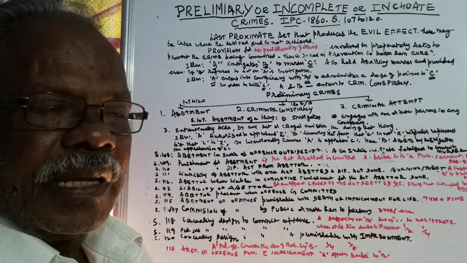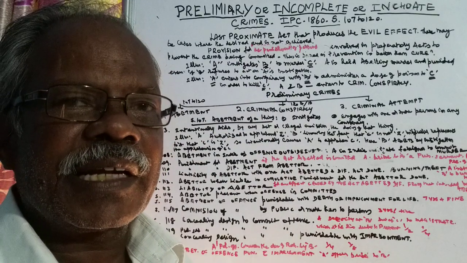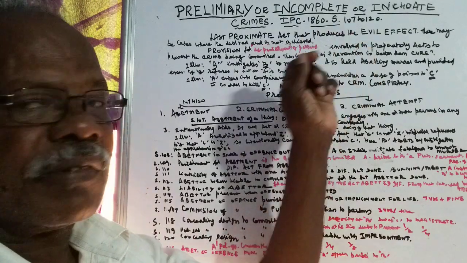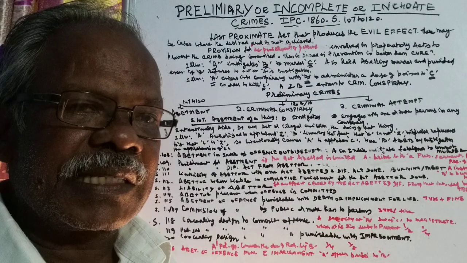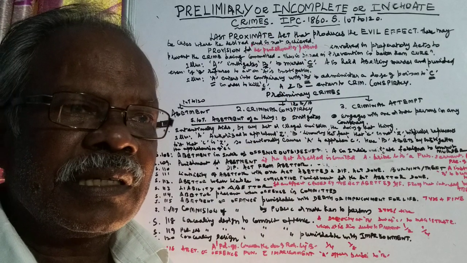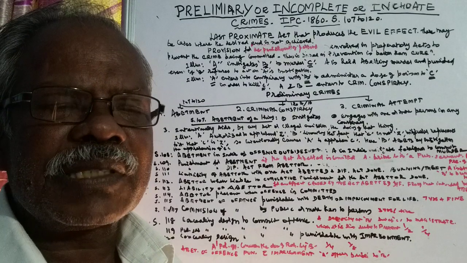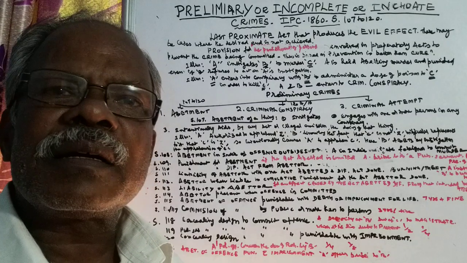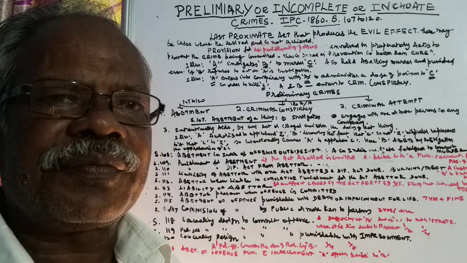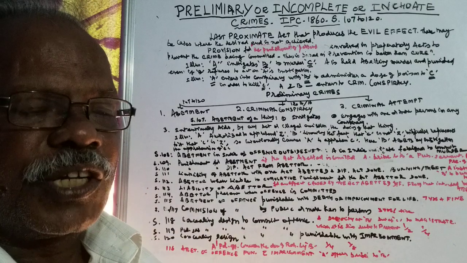Today in this video we'll be talking about preliminary or incomplete or inchoate crimes, which come under sections 107 to 120 of IPC 1860. The very meaning of preliminary or incomplete or inchoate crimes is that even before the preparation of the crime, some of the crimes are averted with the help of law, by the IPC. That is the intention of the IPC as regards these preliminary or incomplete or inchoate crimes.